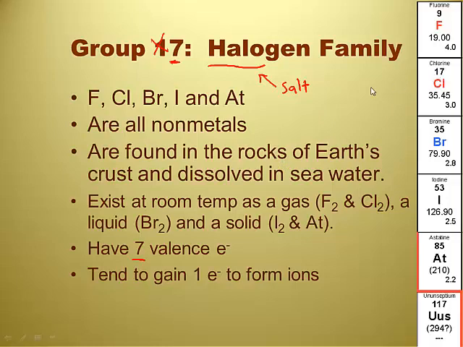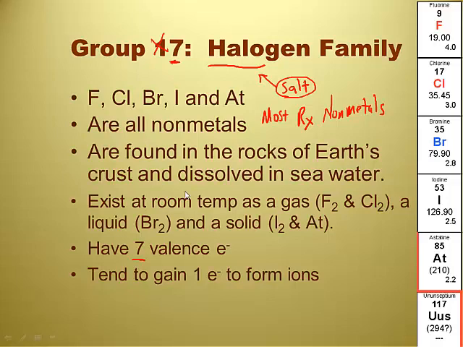Matter of fact, one of the traits of this is that they are the most reactive non-metals. Remember, the most reactive metals were the alkali metals? These guys are almost on the complete other side of the periodic table. They're the 17th group rather than the 18th, but they're the most reactive non-metals we've got. They're found in rocks of the Earth's crust, and they're found dissolved in seawater. They form salts, so salts that make up seawater have these elements in them.